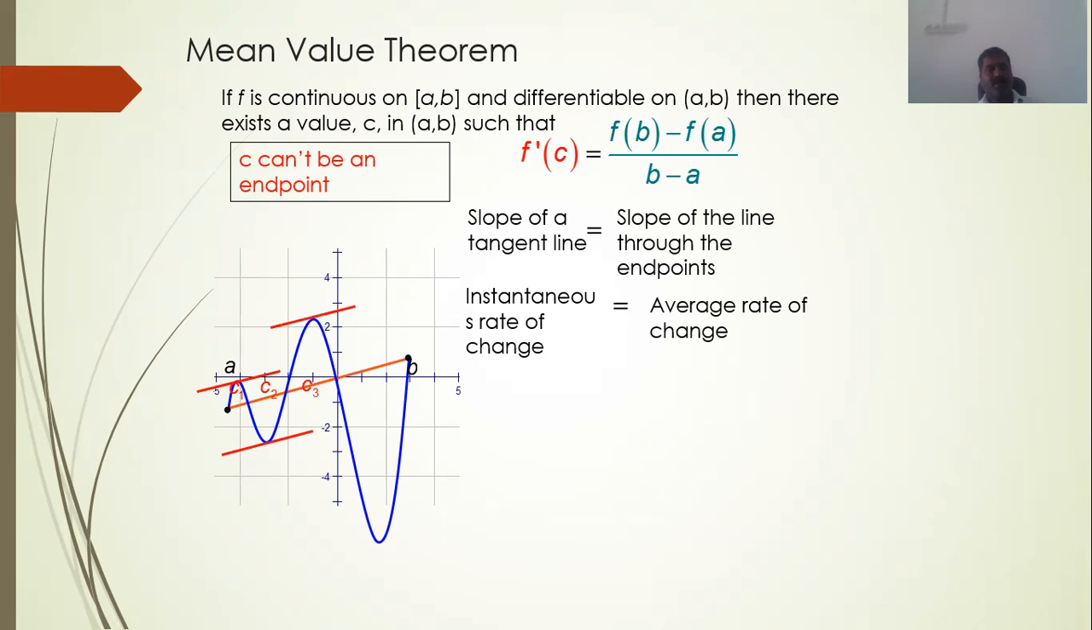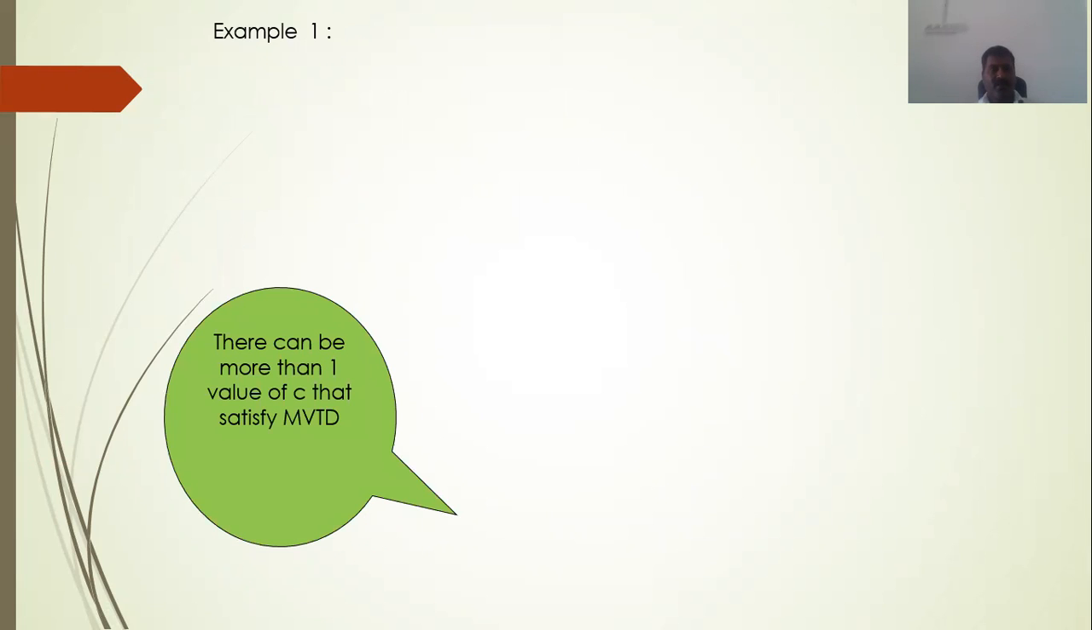Just go through the points there. Here there are 4 points, namely C1, C2, C3, C4, where the tangent is parallel to the chord joining the endpoints. Let's do some examples over here.